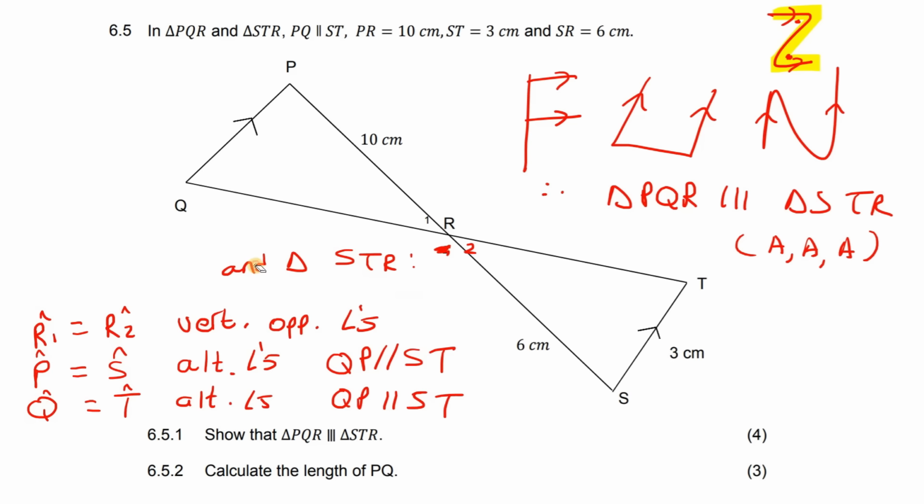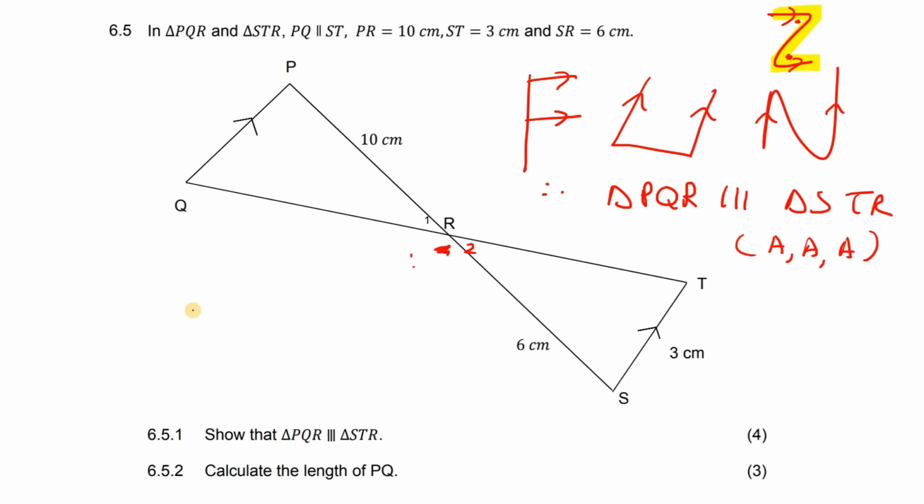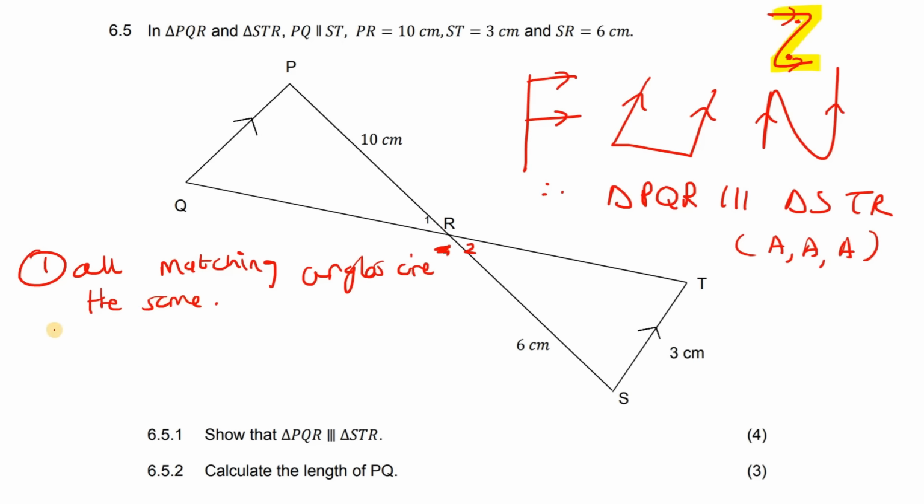Let's take all of this away. We said when two triangles are similar, then number one, all matching angles are the same. Let's rather use the word matching, because when I say corresponding, some of you might think I'm talking about this, because the F is also corresponding. Number two, all matching sides, they're not the same, but they are in proportion.